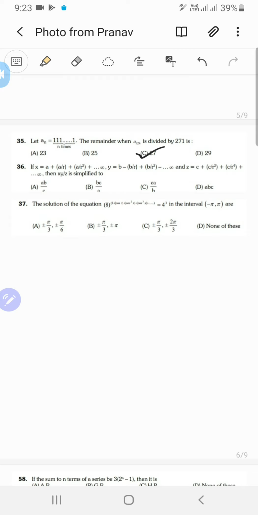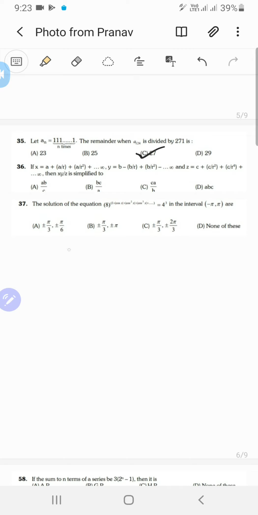If x equals a plus a by r plus a by r squared all the way to infinity, y equals b minus b by r all the way to infinity, and z equals c plus c by r. Oh, that's boring. Then xy by z is simplified to. Okay, let's just do this.